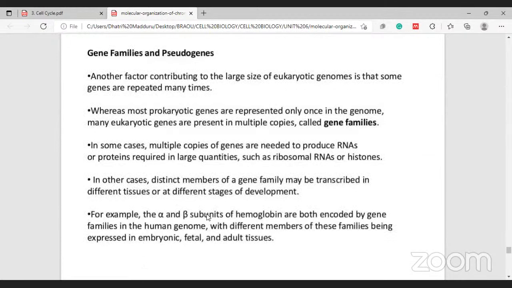Maybe in future, after research, scientists may find some purpose for the introns. So then we have some gene families and pseudogenes. Gene families means a group of genes whose sequences are similar and which perform similar functions.